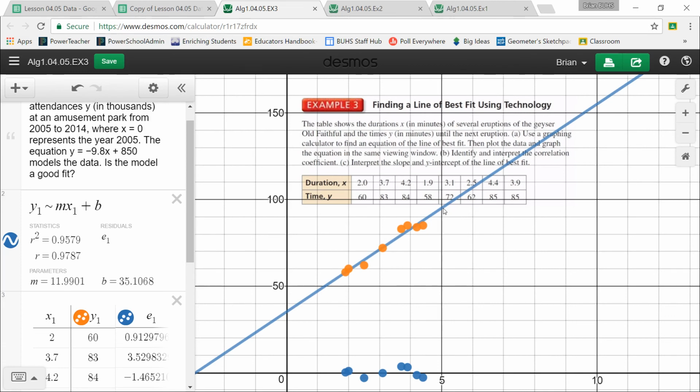And then you could make predictions that if for some reason there was a longer wait, like a 10-minute wait, these are in minutes, we would expect a much longer duration. Nope, I read that wrong. X was the duration. So if it's a 10-minute duration, then it's a 155-minute wait until the next.